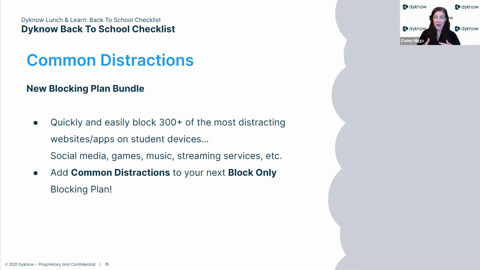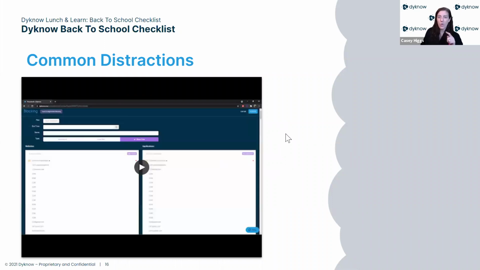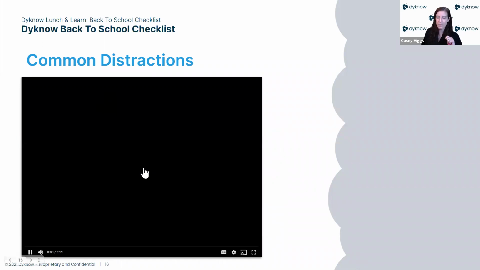The common distractions bundle that we just released contains like 300 of the most commonly blocked websites and applications for students. It includes social media, games, streaming services, you name it. I'm sure I'm missing one. Games, music, streaming services, social media. But if it's distracting for students and other teachers have been blocking it, it's going to be in this bundle. In fact, we're going to take a look at what's included in the new common distractions bundle now.